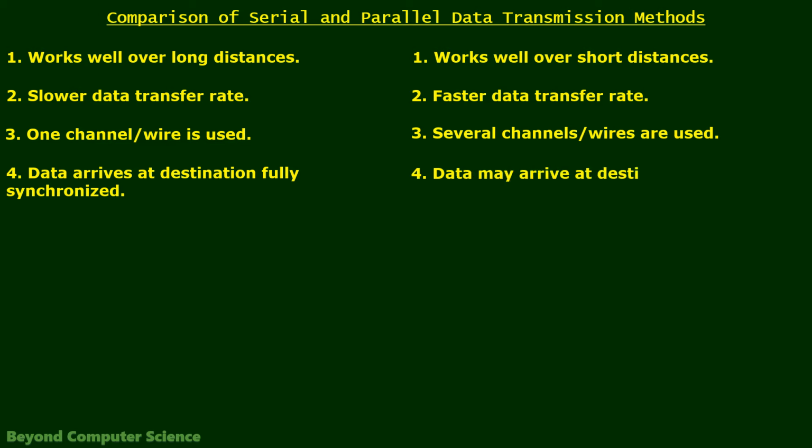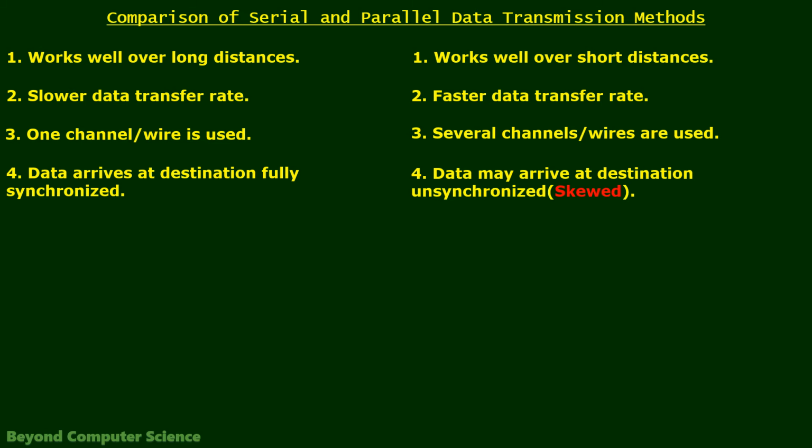But in parallel, because we have multiple wires and channels, there is a possibility that some of the bits may reach the destination before the other bits. So the destination port will be confused about the data and data may get out of synchronization. This is the main problem with parallel transmission. This is why we don't use the parallel transmission method over long distances. When we have a longer distance, we will have more skewness in the data.